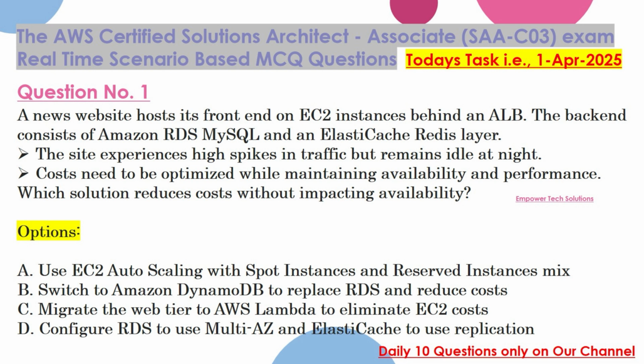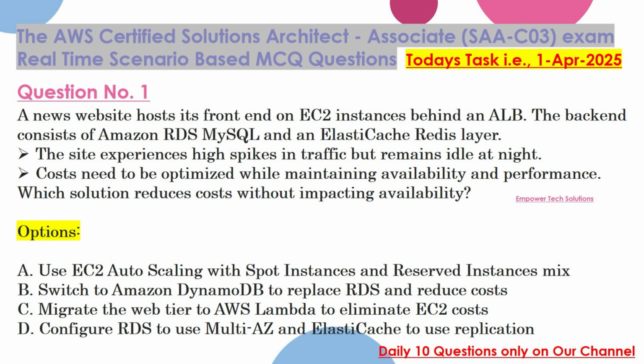Question 1. A news website hosts its front end on EC2 instances behind an ALB. The backend consists of Amazon RDS MySQL and an Elasticache Redis layer. The site experiences high spikes in traffic but remains idle at night. Costs need to be optimized while maintaining availability and performance. Which solution reduces costs without impacting availability?